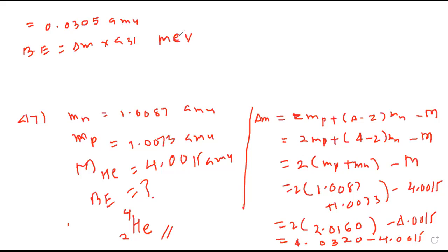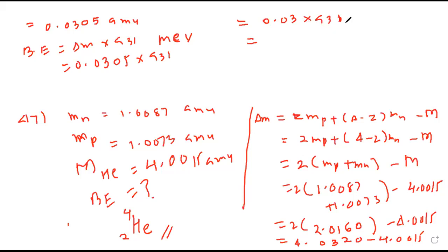This is the formula. Delta M you got 0.0305 into 931. Can I take approximately 0.03 into 931? Because if we take 0.0305, the table will not come. Okay, this much clear?